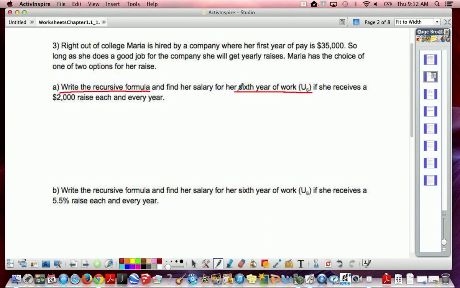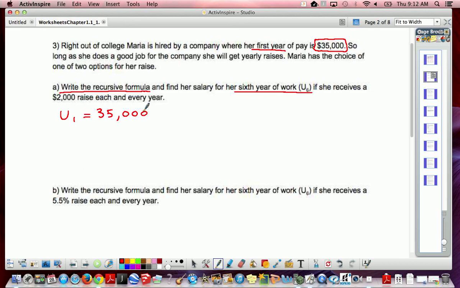So if you remember the recursive formula piece, we start with our first term. So it makes sense for this value here to be a 1, U sub 1, because it's her first year. And according to our problem up top here, she is making in her first year $35,000. So I can go ahead and write U sub 1 equals 35,000.